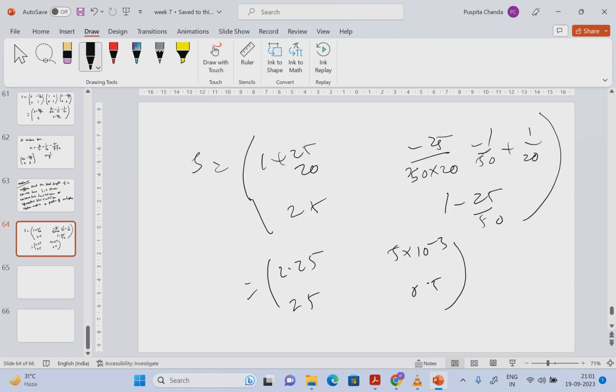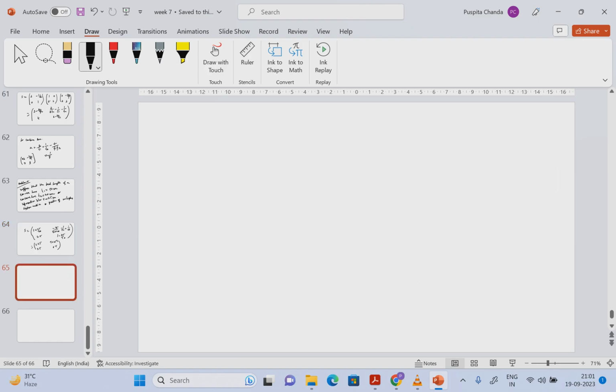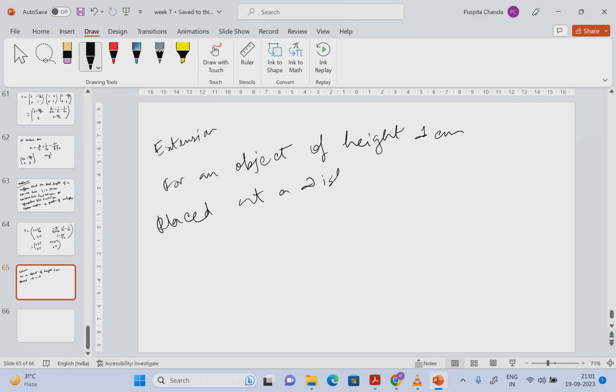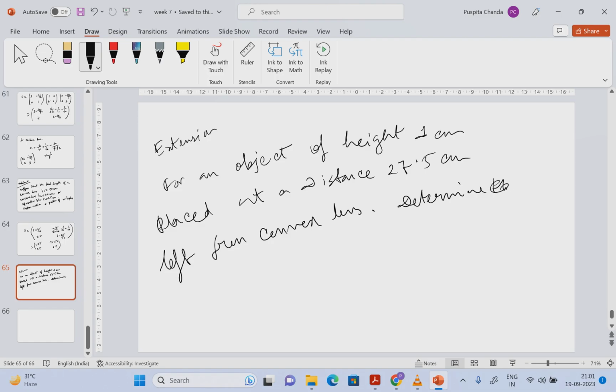We can obtain the lengths, but if the question gets extended, for example for an object of height 1 centimeter placed at a distance 27.5 centimeter left from the convex lens, determine the size and position.